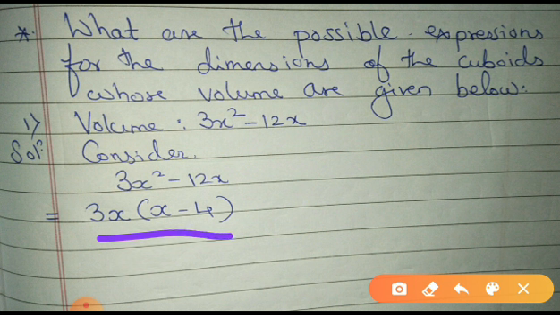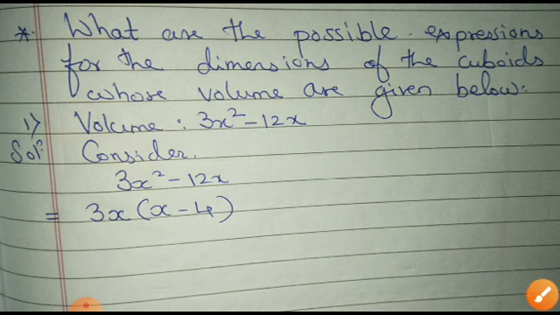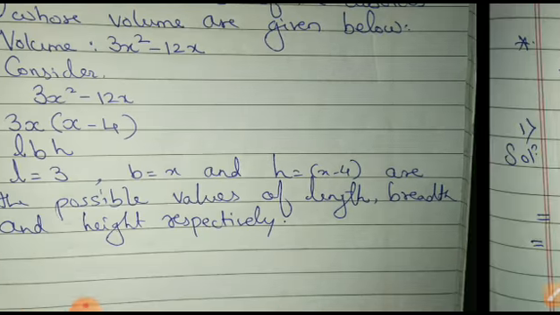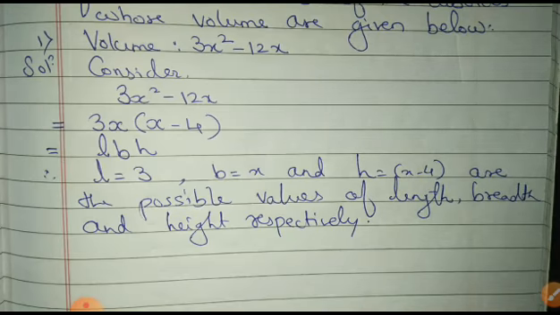Now further, can it be factorized? I cannot, because x minus 4 is again what? It is a linear polynomial. 3x also is linear. So I cannot factorize it. So what will be my 3 values? That is length, breadth and height. Since here it is 3 multiplied with x minus 4, I can take length as 3, breadth as x and height as x minus 4. Because your volume of the cuboid is always LBH, length into breadth into height. So L will be 3, B will be x and H will be x minus 4. Clear?